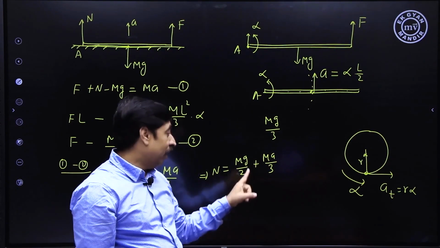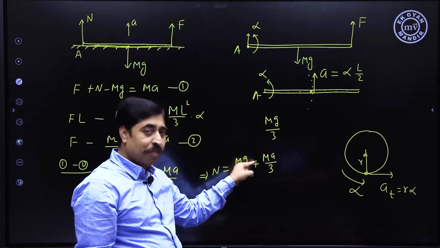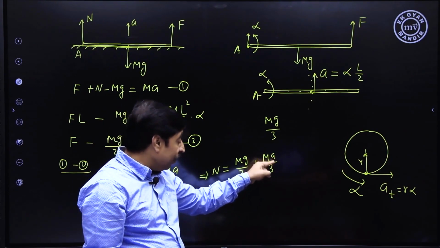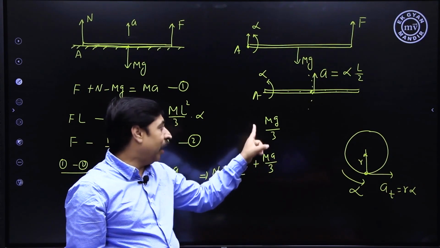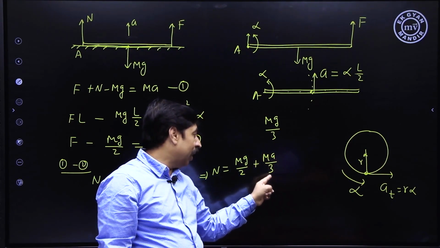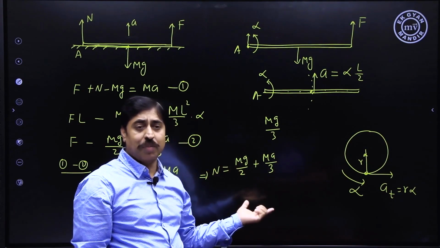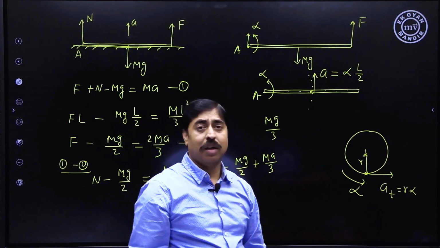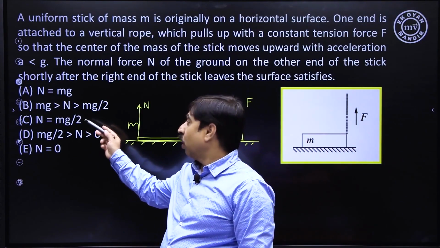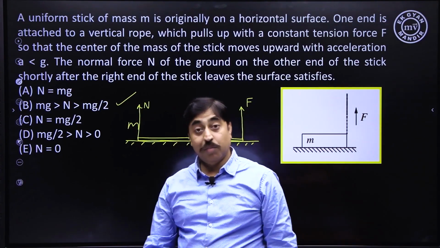less than mg. If ma were equal to mg, then this would be mg by 3 plus mg by 2. If ma were equal to mg, that is, a equal to g, then here we would write mg by 3 and mg by 2, and even then we would not reach mg. So naturally this is less than mg, but it is certainly greater than mg by 2. So the correct option will be: normal reaction is greater than mg by 2 but less than mg. So the right answer is B.